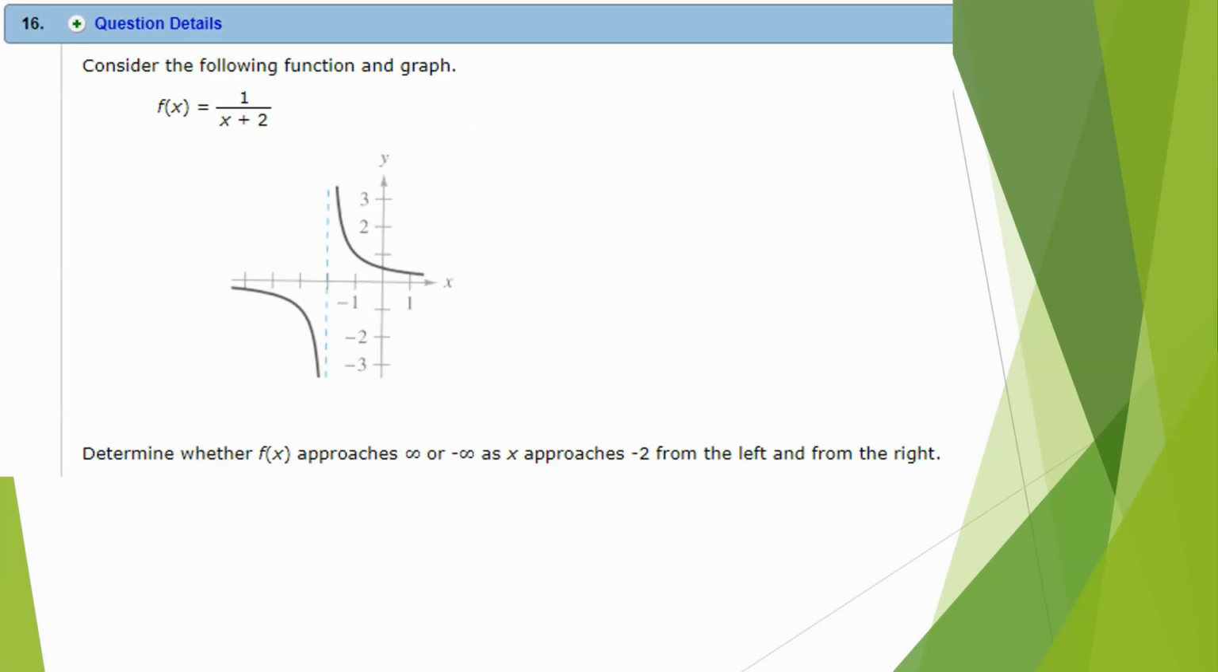16, we want to determine whether f of x approaches positive infinity or negative infinity as x approaches negative 2 from the left and from the right. So we want to say, what's the limit of f of x as x approaches negative 2 from the left? So if we're coming from the left, what are we approaching? We're approaching negative infinity. What's the limit of f of x as x approaches negative 2 from the right? So if we approach from the right, we're going to positive infinity.